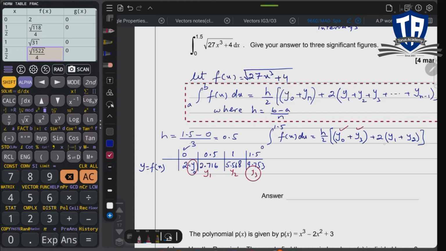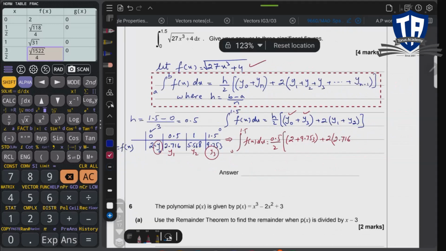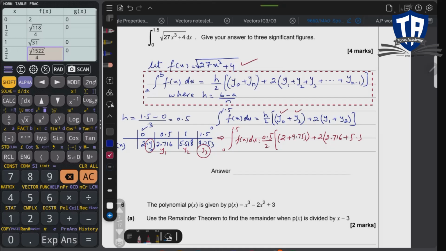This implies that the integral from 0 to 1.5 of f of x, where f of x is the function, is h over 2 times, close the bracket, y0 plus y3. The y0 value is 2 and the y3 value is 9.753, and plus 2 times y1 which is 2.716 plus 5.568, bracket closed, and use the calculator to get the answer. So your answer in three significant figures is this one.